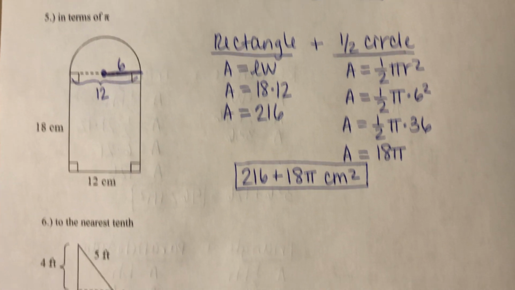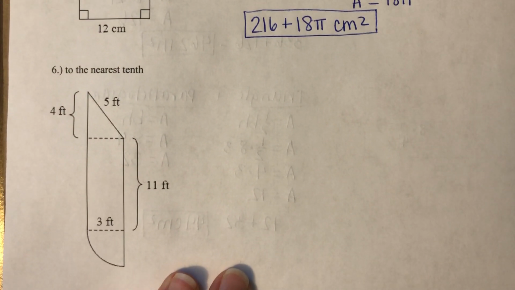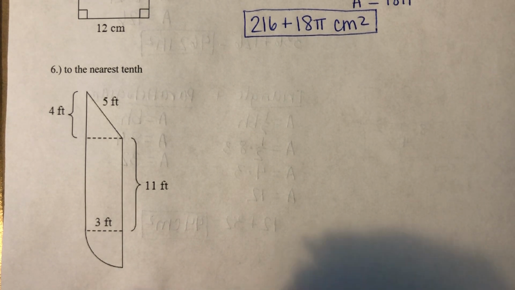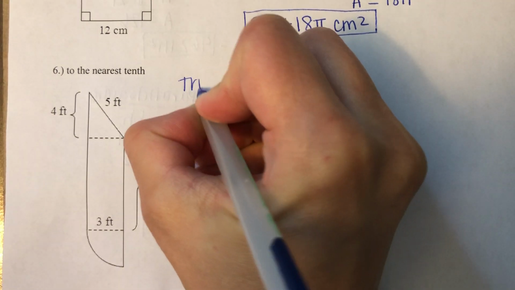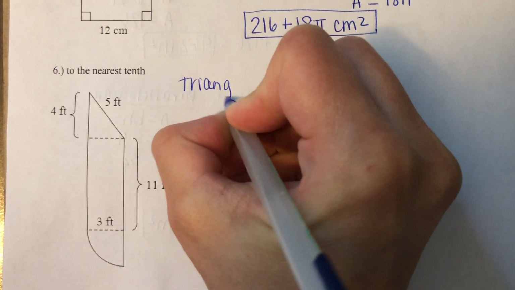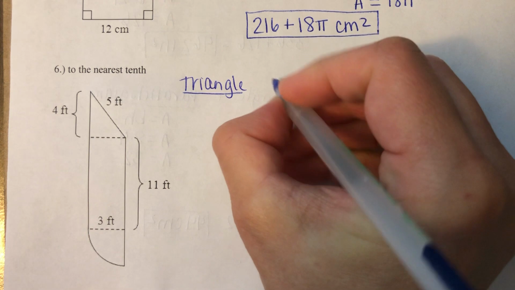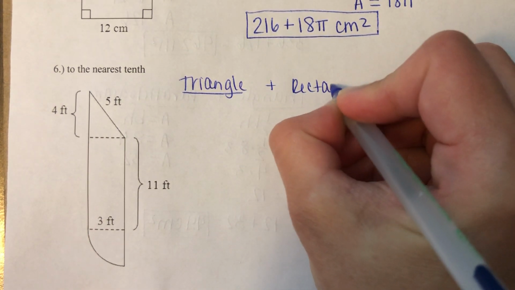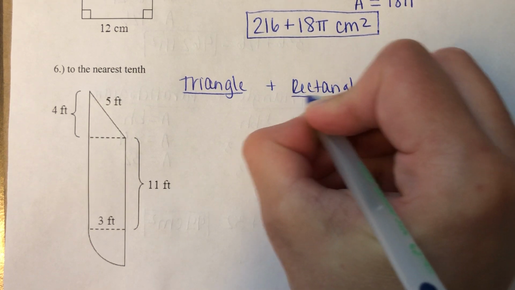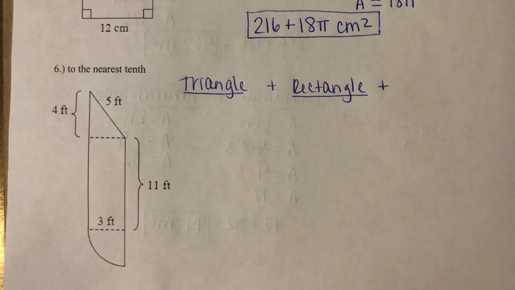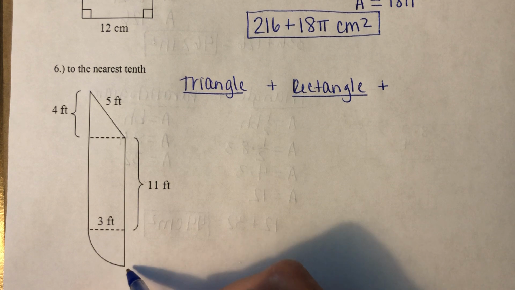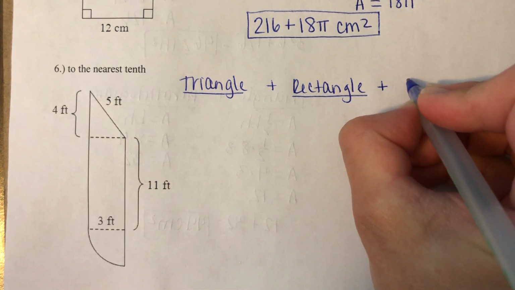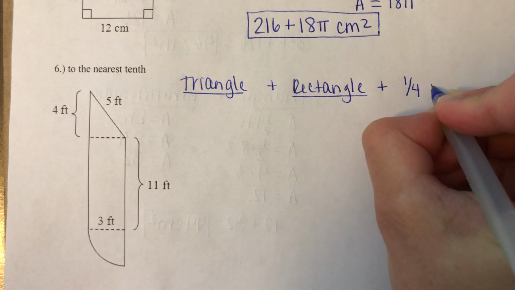All right, last example together here. I see 3 shapes this time. So on the top, I see a triangle. In the middle, I see a rectangle. And on the bottom, there's that curve representing like a part of a circle. I actually see a quarter circle. So again, I'm going to write that. I have a fourth of a circle.